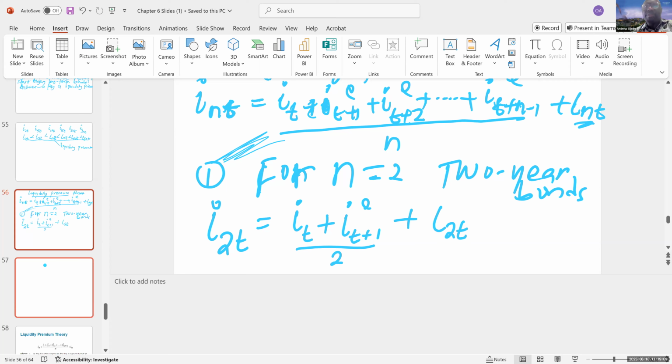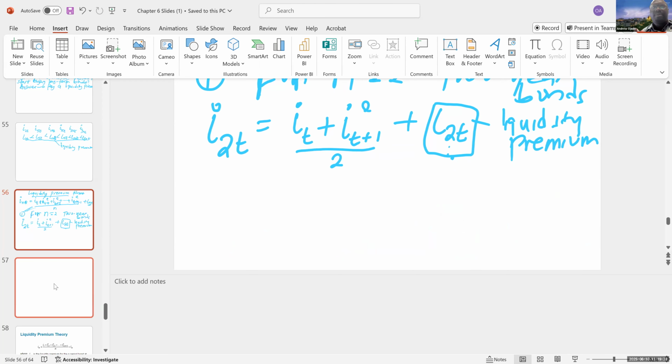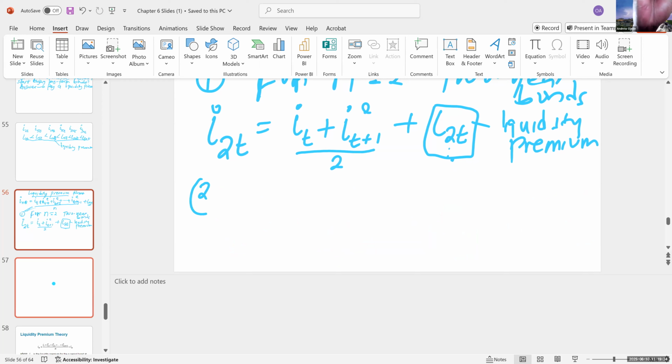You got to be careful here, though. The liquidity premium, L2T, is a liquidity premium from holding a 2-year bond that you get paid for holding a 2-year bond over a 1-year bond. This liquidity premium part is not part of this average. You must first average the interest rate, then you add the liquidity premium. Then for N equals 3, which is basically 3-year bonds.